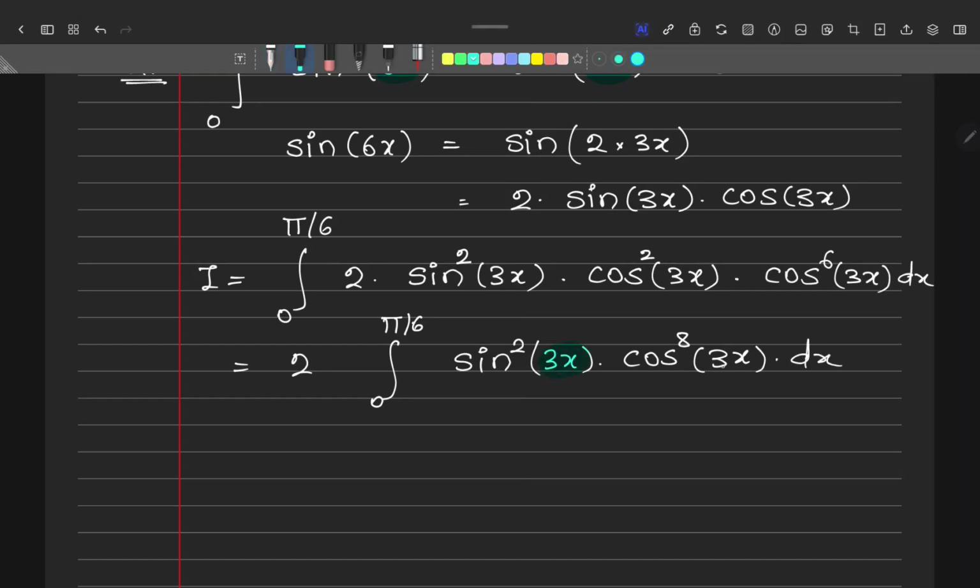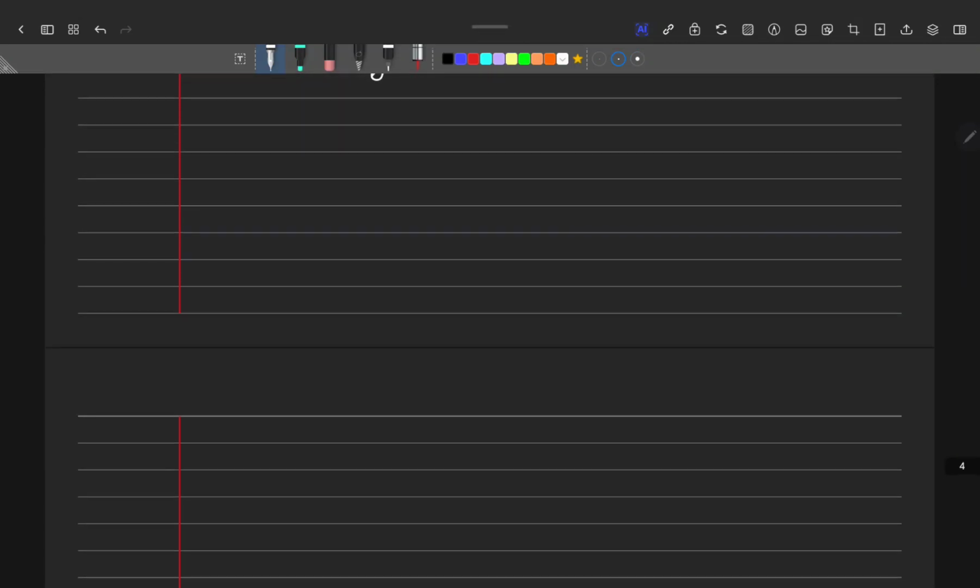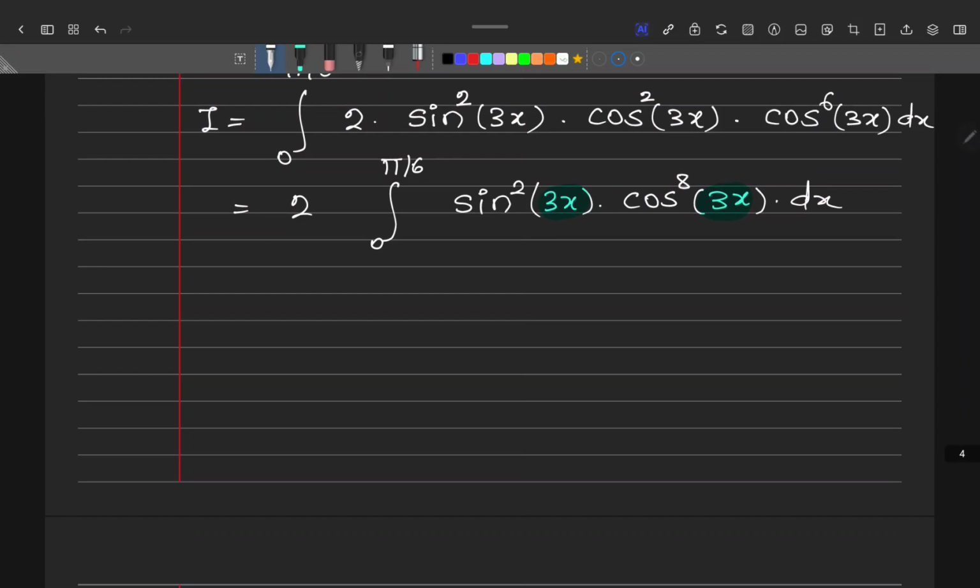Now here your angle of the trigonometric function becomes the same. But still here we can't apply the reduction formula directly. So what we do, we use substitution. Put 3x equal to theta. So 3 times dx is equal to d theta, which implies the value of dx is equal to d theta upon 3.